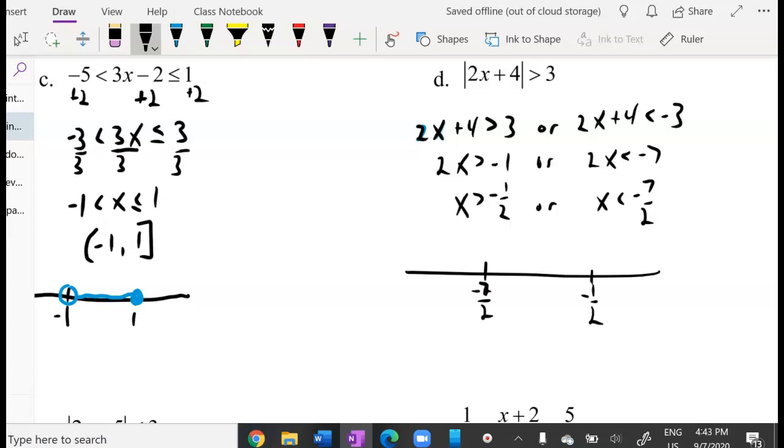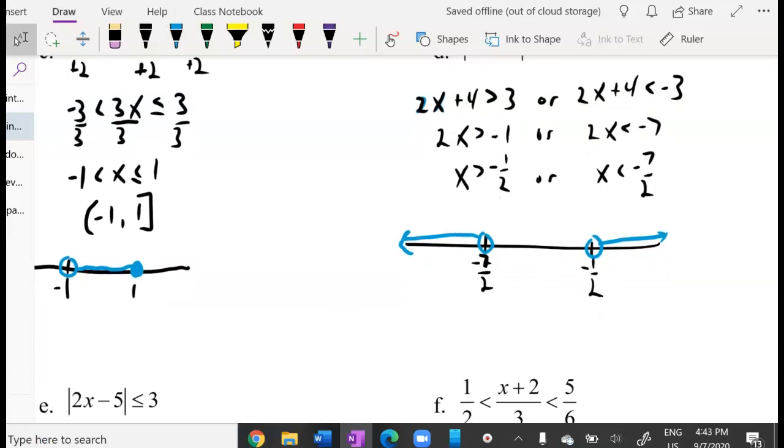And we want an open circle at -1/2. So that's here, and everything greater than that, so that's like that. And then we want an open circle at -7/2. It's there, and everything less than. So there's the thumbs out. You can kind of see that as thumbs out.